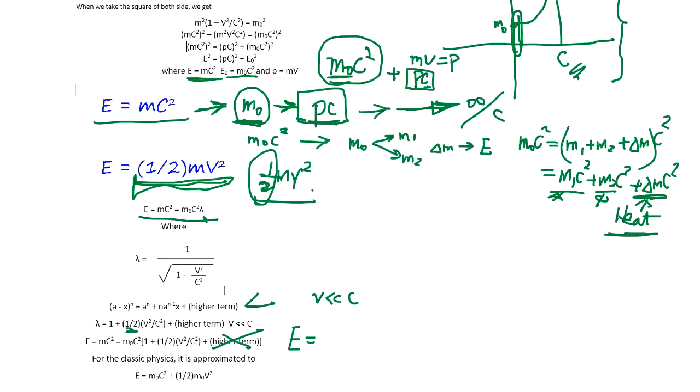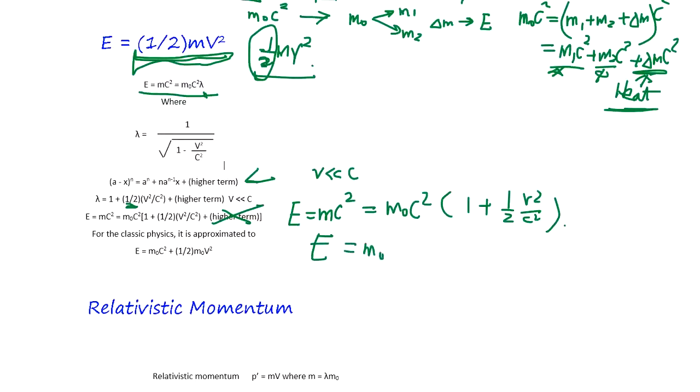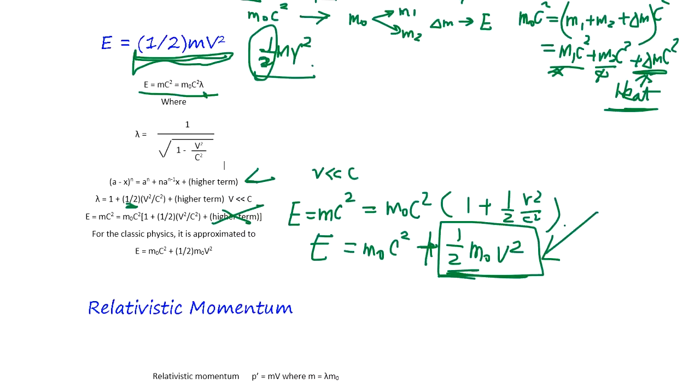So energy equals mc squared equals m0 c squared times one plus v squared over c squared. So at the end, total energy is the mass at rest times c squared plus one over two m0 v squared. That's what we've been dealing with in Newton's mechanics. Okay, so it's an approximation. The kinetic energy one over two m0 v squared is an approximation. When the speed goes close to c, this is no longer valid.